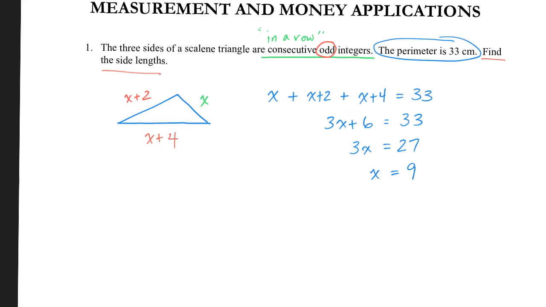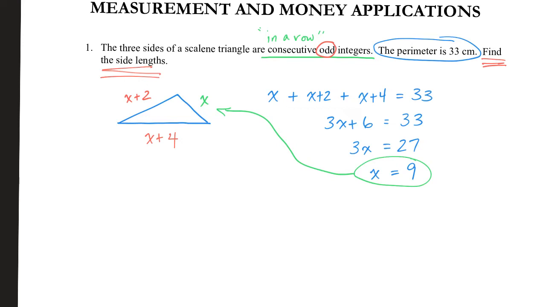Okay, did we answer the problem? No, because the problem asked to find the side lengths, which means I need all of them. So what did we just find then? Well, we found out what x was. And if I look back onto my diagram, I notice that x was that side.